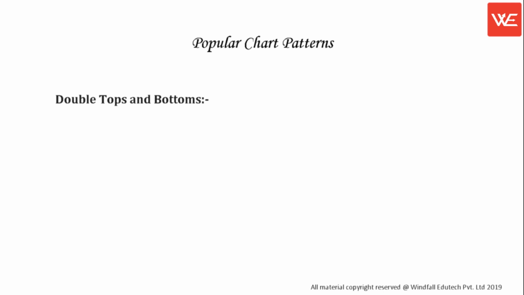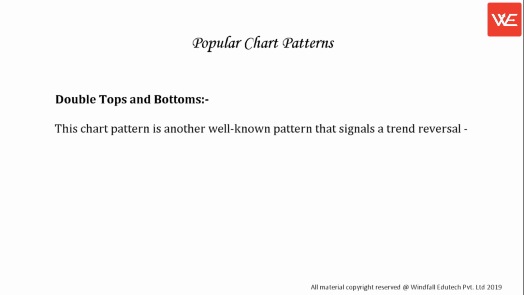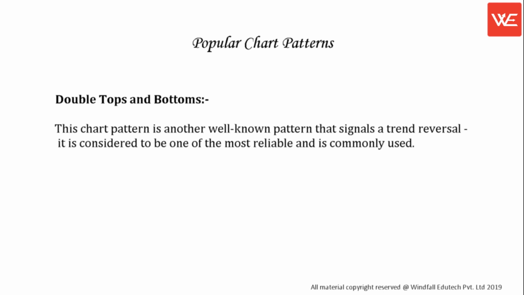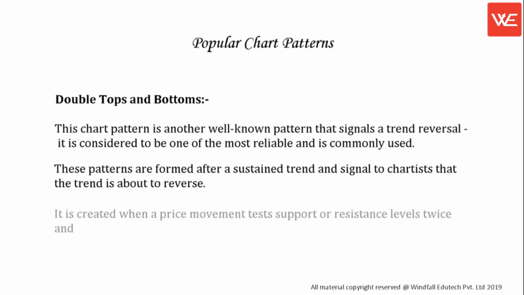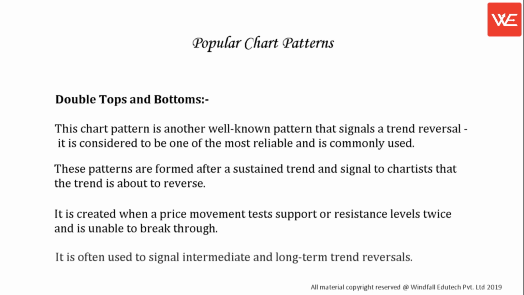Double tops and bottoms. This chart pattern is another well-known pattern that signals a trend reversal. It is considered to be one of the most reliable and is commonly used. These patterns are formed after a sustained trend and signal to chartists that the trend is about to reverse. It is created when a price movement tests support or resistance levels twice and is unable to break through. It is often used to signal intermediate and long-term trend reversals.